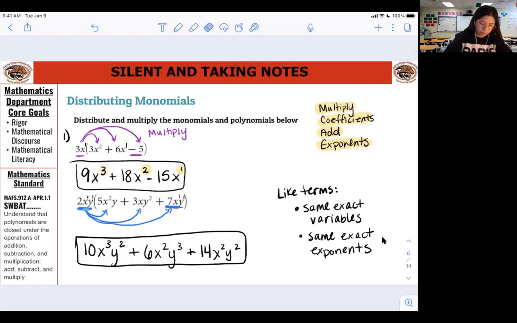So in both of these examples, the final answer is the final answer. There are no like terms, so we can't combine anything. Therefore, that is the final answer. It is what it is. Can't take it any further. Do I have any questions on what is a like term or why we don't have any?